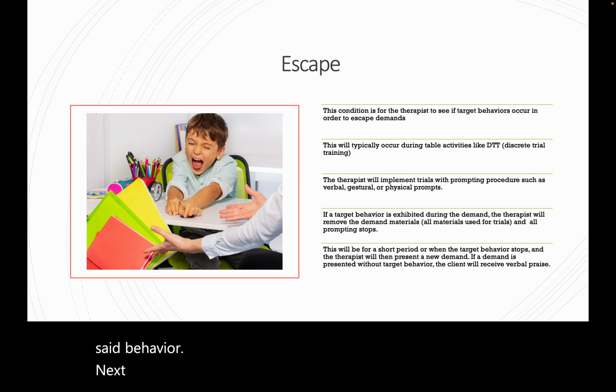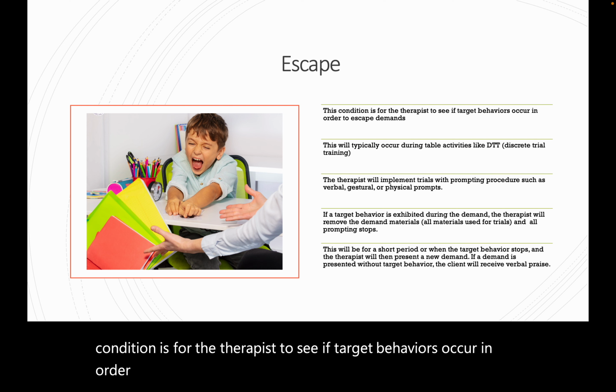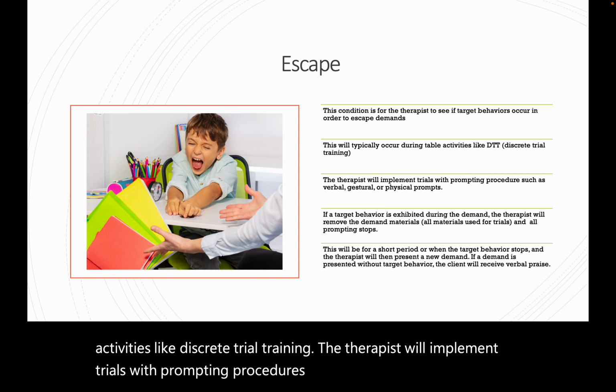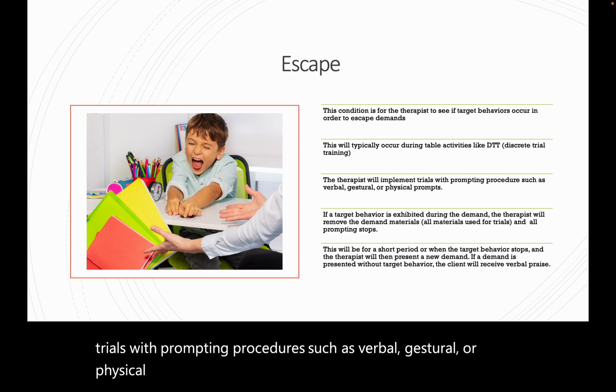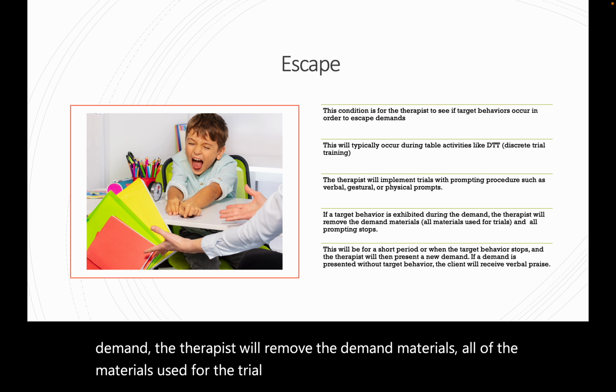Next, we're going to talk about the escape condition. This condition is for the therapist to see if target behaviors occur in order to escape demands. This will typically occur during table activities like discrete trial training. The therapist will implement trials with prompting procedures such as verbal, gestural, or physical prompts. If a target behavior is exhibited during the demand, the therapist will remove the demand materials, all of the materials used for the trials, and all prompting stops.